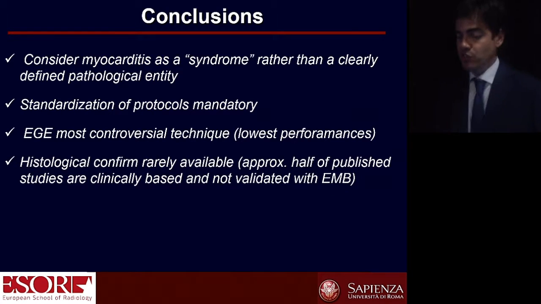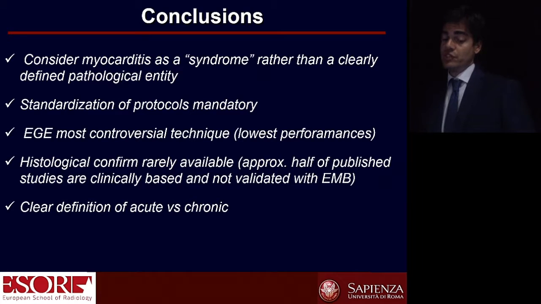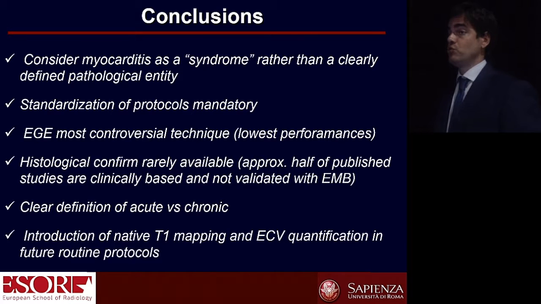A clear definition of acute versus chronic is also necessary, and we use edema in that regard, and mapping is also quite important. About pericardial disease, I told you that it is important to measure the thickness, to use contrast to look at enhancement of pericardial layers, and to use T2 sequences to measure edema, exactly like we do in myocarditis.